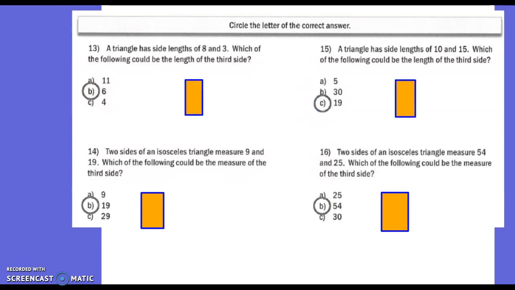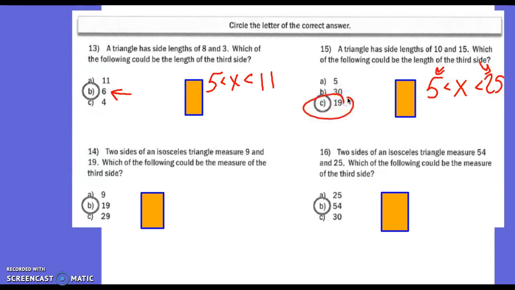Okay, so the answers are revealed. Let's see how you did. Number 13, again, all you have to do is add 8 and 3. That's the number it has to be less than. Subtract 8 and 3. So any number between 5 and 11 would work. 6 is the only number between 5 and 11. Problem number 15. Subtract them and add them. So your third side length has to be in between 5 and 25. What you get when you subtract them, what you get when you add them. The only number that would fit the bill was letter C.